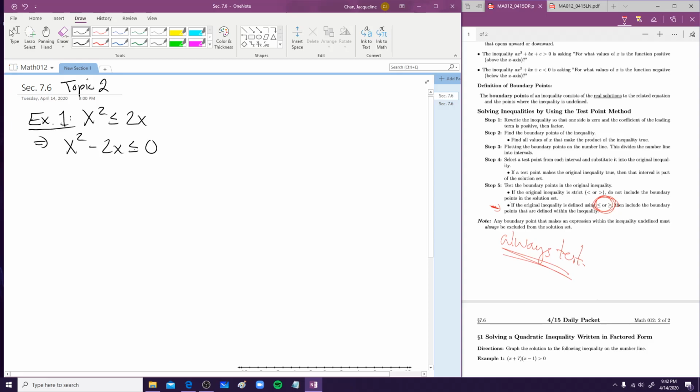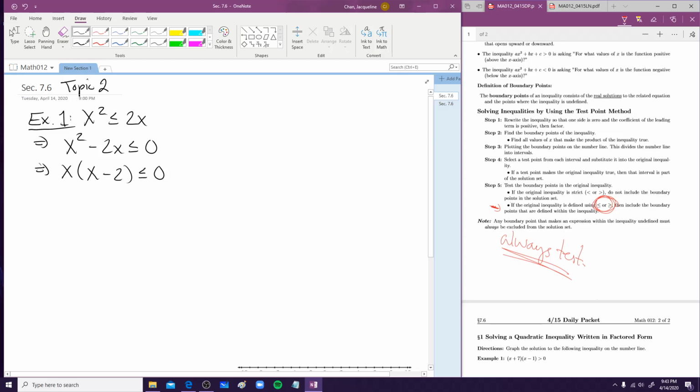Now, also part of step 1, we want to factor. So I have x squared minus 2x. They both have an x in common, so we're just going to factor that out, and we're left with x times x minus 2 less than or equal to 0. Now that we're done with step 1, we're going to move on to step 2. Step 2 is to find the boundary points of the inequality. How are we going to do that?